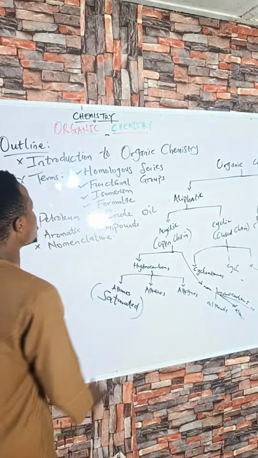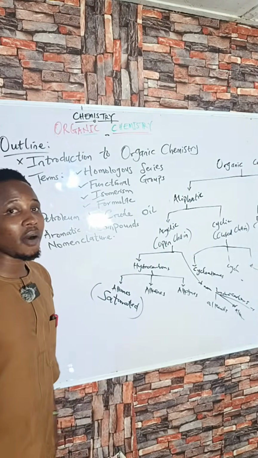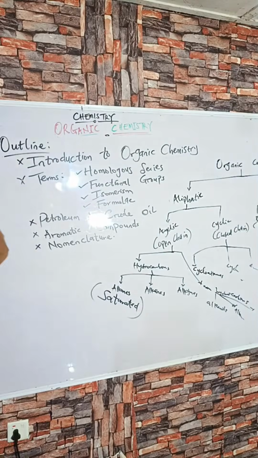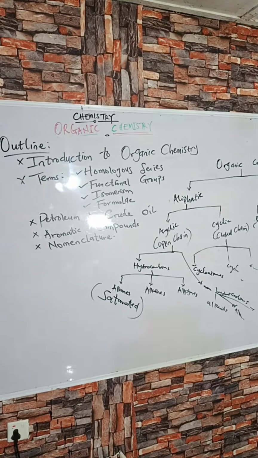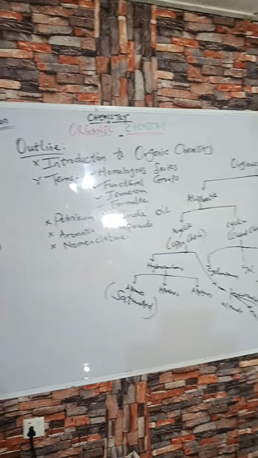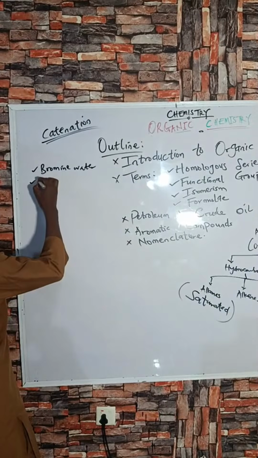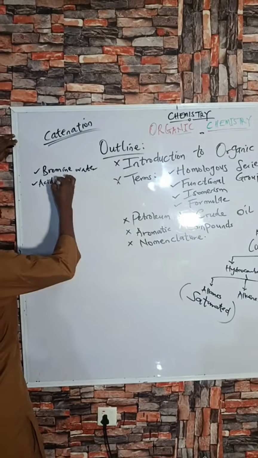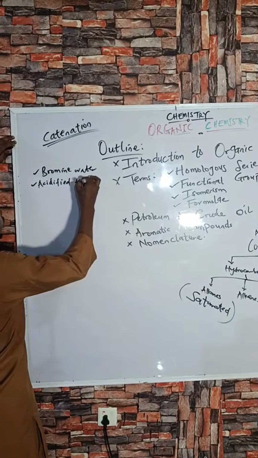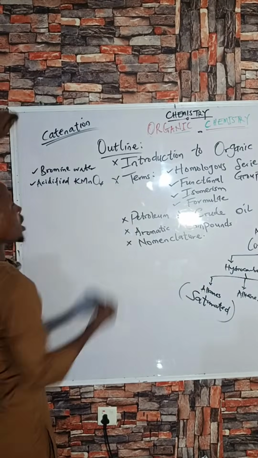Okay, so we move on from there. How else can we test for unsaturation? We've outlined bromine water. The next thing we want to use is acidified KMnO4. That's your permanganate.